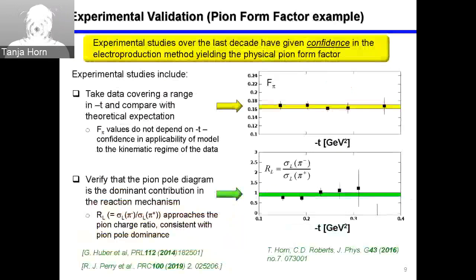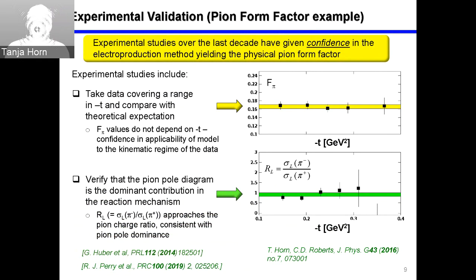I mentioned a little bit about the experimental validation of the model. If one actually measures a physical form factor, because, as you of course notice, the Sullivan process is not a real pion target but a virtual pion target, we have done experimentally over the last decades a lot of studies, essentially, to give us confidence in this method that we're using to yield the physical form factor.